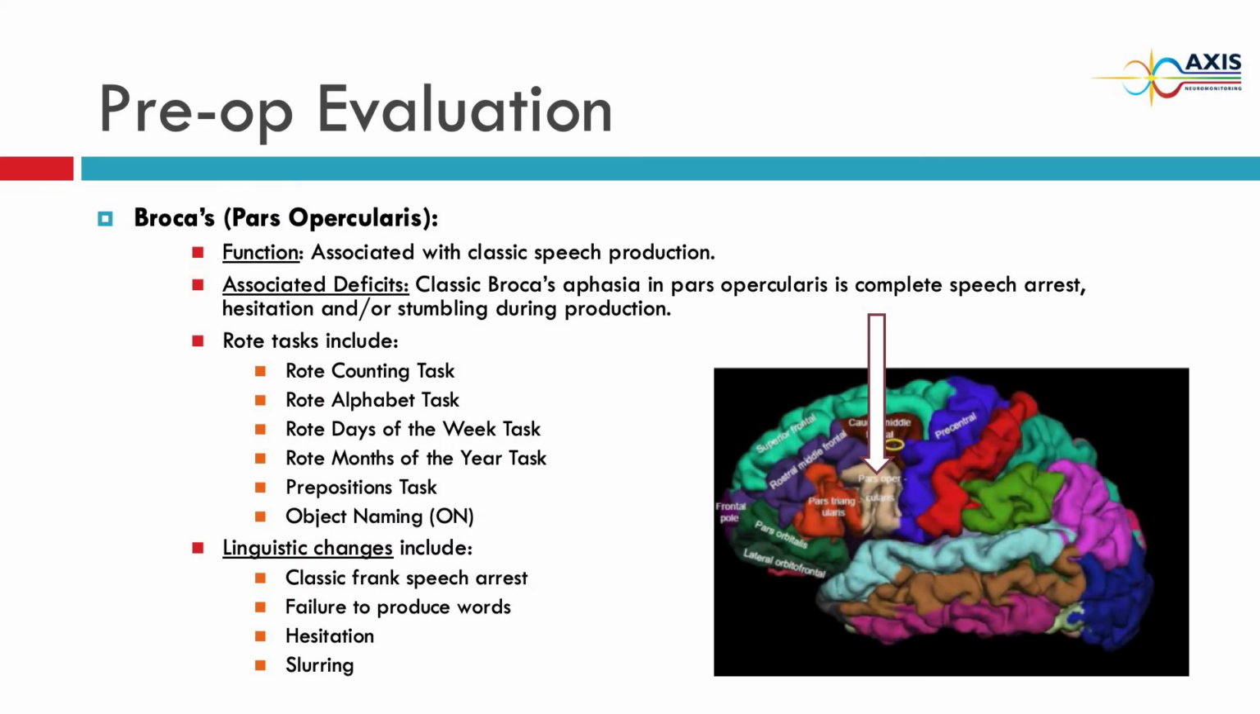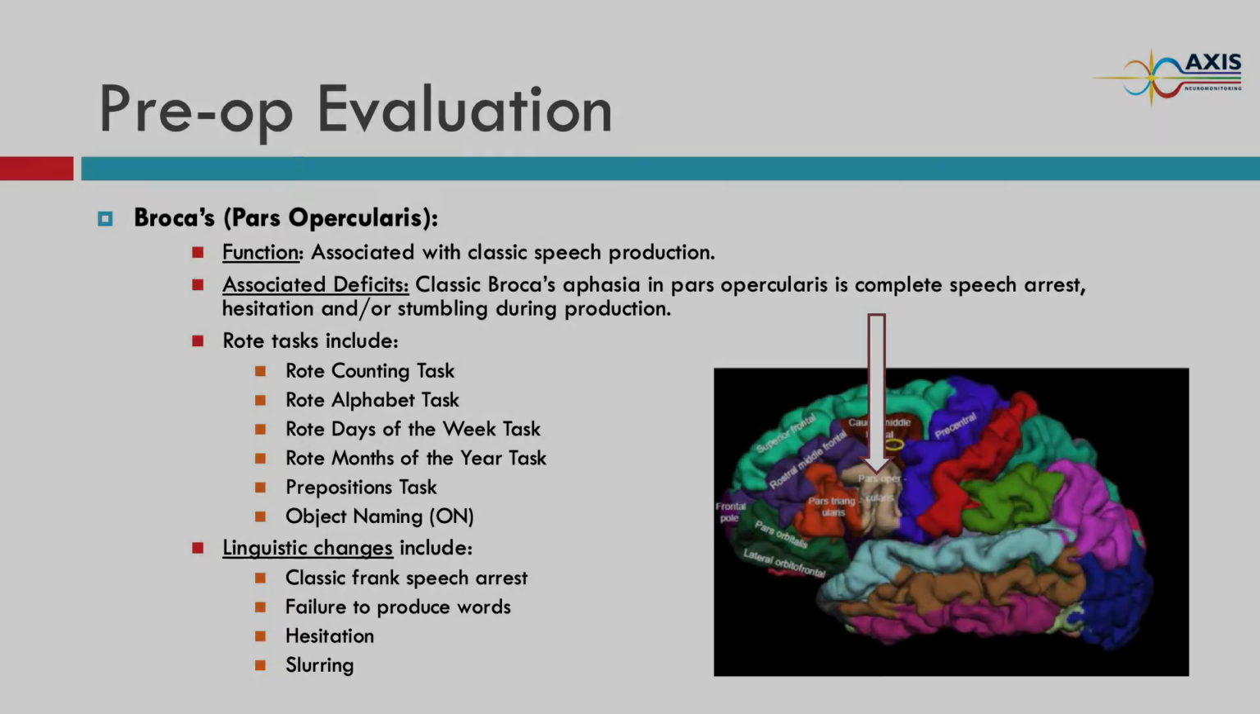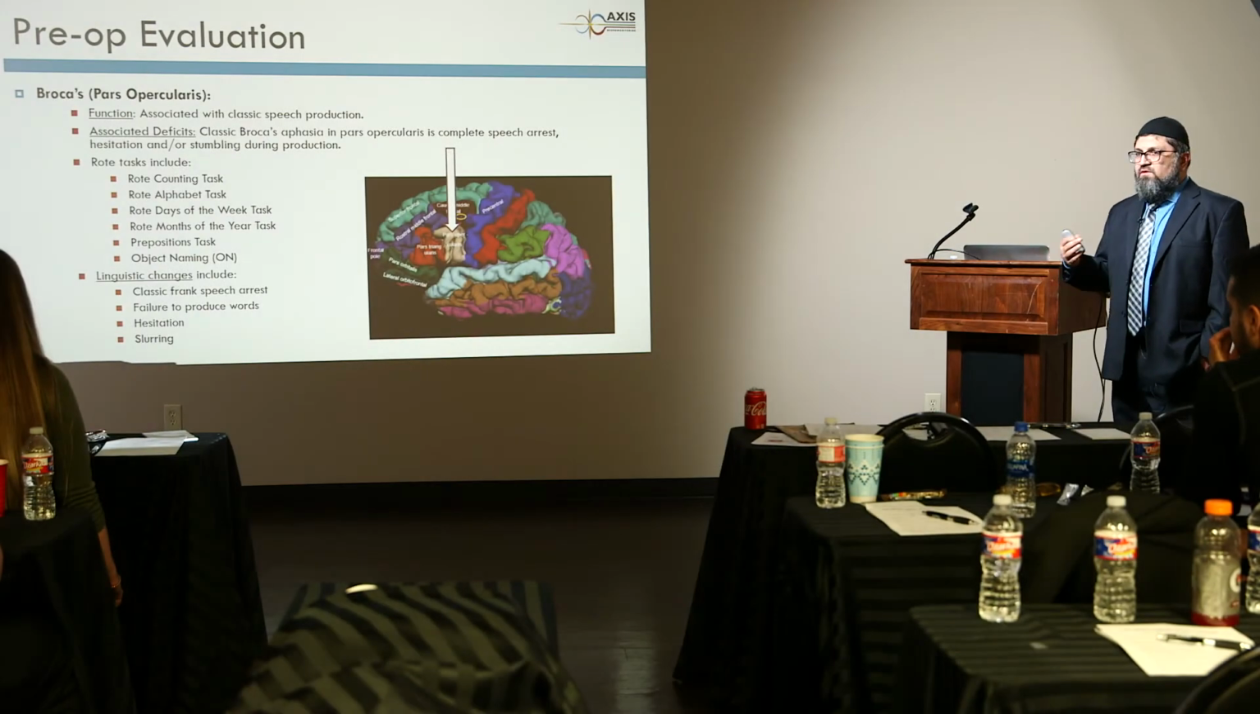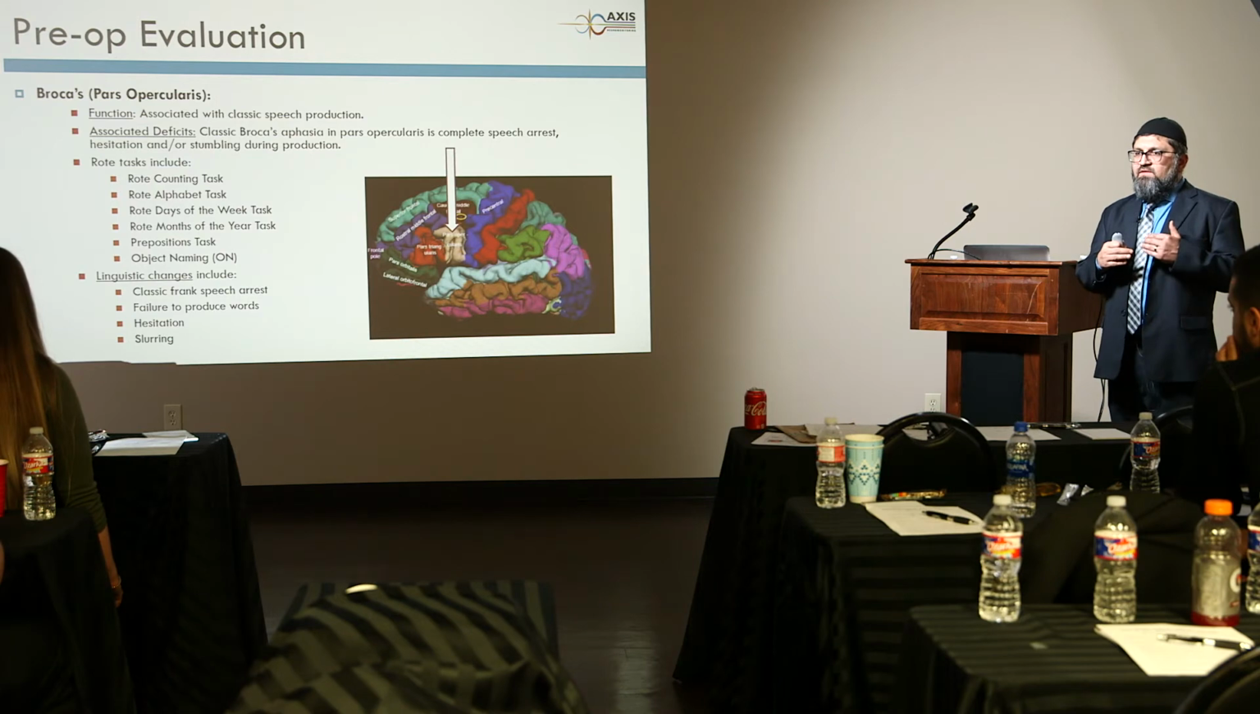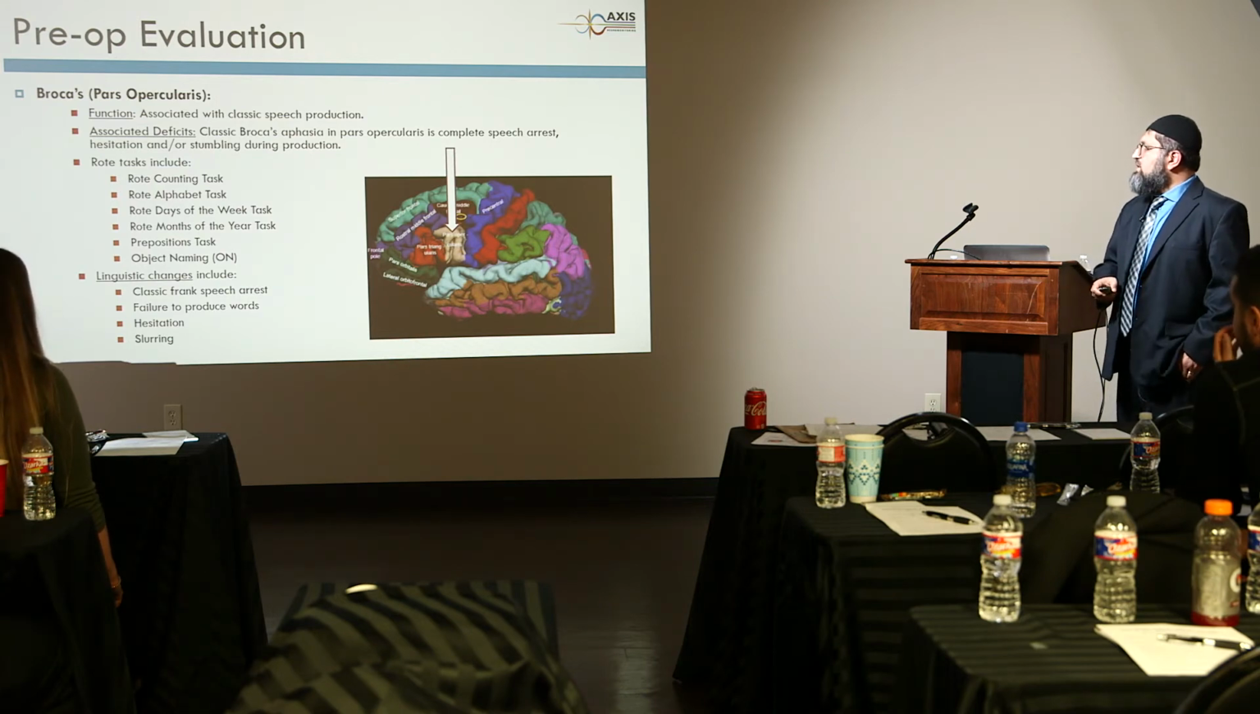So for pars opercularis, which is the most posterior, the function is classic speech production. Any deficit there will cause complete speech arrest or hesitation or stumbling during production. It's not always complete speech arrest. Sometimes the patient is stuttering or has hesitation to start, so that could be part of it.